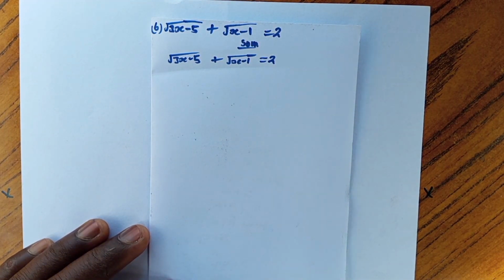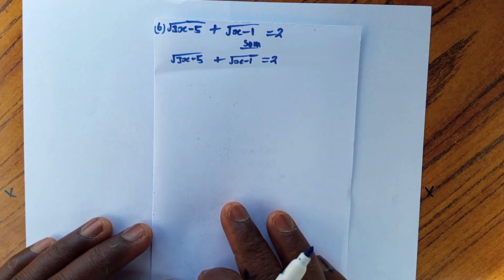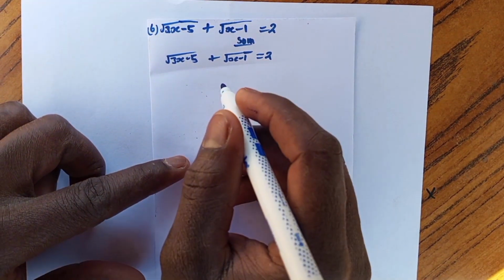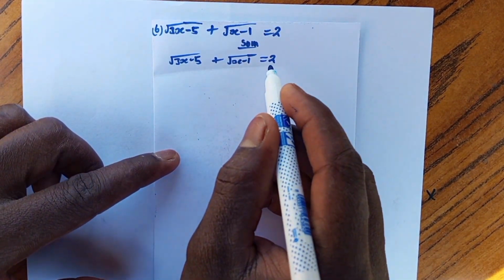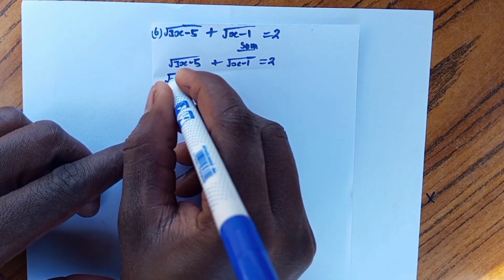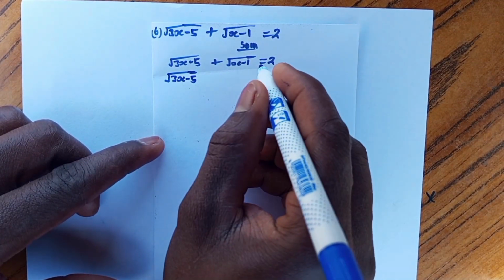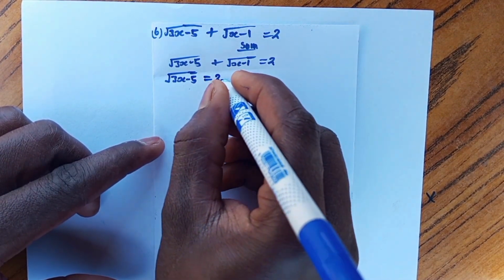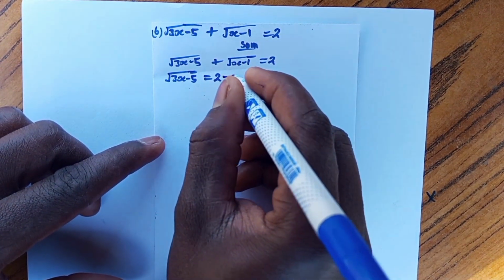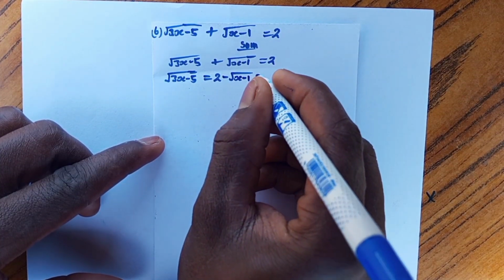Today I'm going to show you how to solve this surd equation. So let us solve. Now we are going to transpose this one to meet the 2. So we say root 3x minus 5 equals to 2. Here is plus, cross the equals to sign, the sign will change from plus to minus root x minus 1.